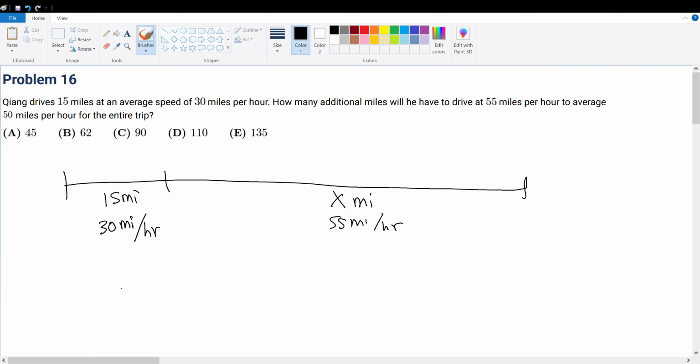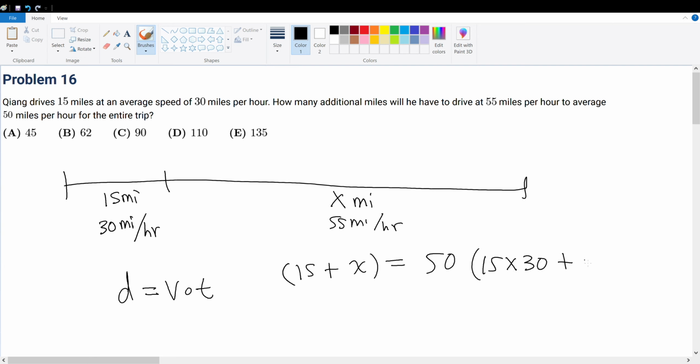Well, to find the average, what are we trying to find here? How many additional miles? So to find the distance, that's equal to the average velocity times the time taken. So when we consider this question, the total distance that we want to consider traveling is 15 plus x, right? That's the total distance that he had to travel. But then this distance must be equal to the average velocity of 50 miles per hour, because that's given to us. But what is the time? Well, the time here will be 15 times 30, right, plus x times 55.